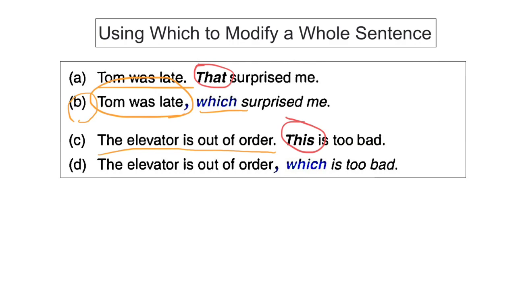Using which to modify a whole sentence is informal and occurs most frequently in spoken English. This structure is generally not appropriate in formal writing. Whenever it is written, however, it is preceded by a comma to reflect a pause in speech.